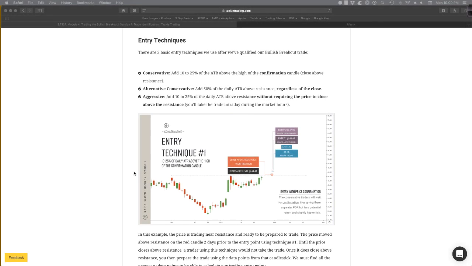Quick concept check for you on the STEP system. There are 3 basic entry techniques we use after you've qualified a bullish breakout candidate. And we have conservative, kind of intermediate, and aggressive type strategies for entry.